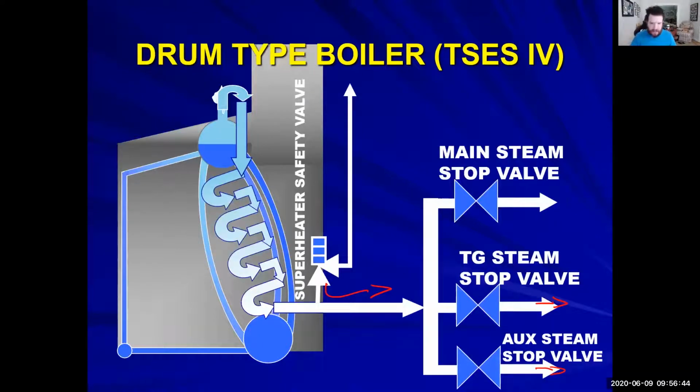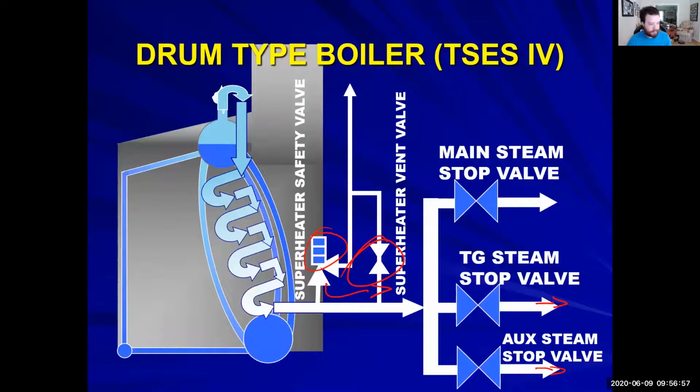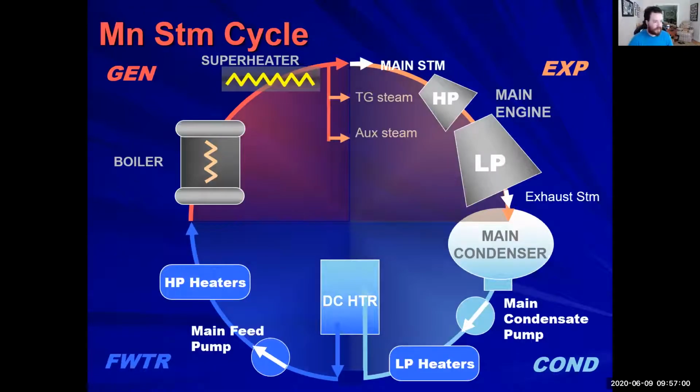And then we have our superheater safety valve. We also have our superheater vent valve. One is automatic, and this one is a manually operated valve. So that is our boiler superheater out to our TGs, auxiliary steam, main steam stops. Any questions on this generation section before I continue into turbines? Everybody all good?